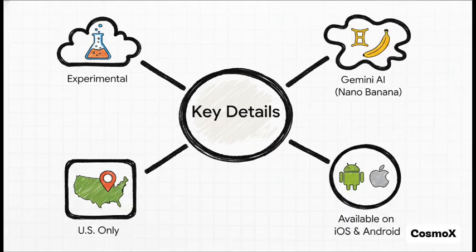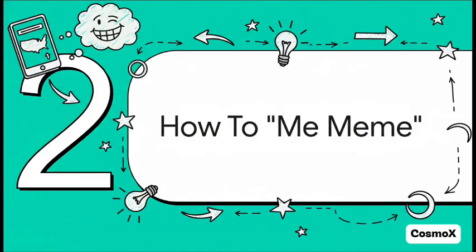All right, let's hit the key details real quick. First off, Google is making it very clear this is an experimental feature. The brains behind it? That's their Gemini AI, specifically a version they're calling Nano Banana. Right now, it's a US-only thing, but the good news is it's coming to both iOS and Android. Okay, so you've got the app, you live in the US, and you're ready to become a legend of the internet. So how does it actually work?